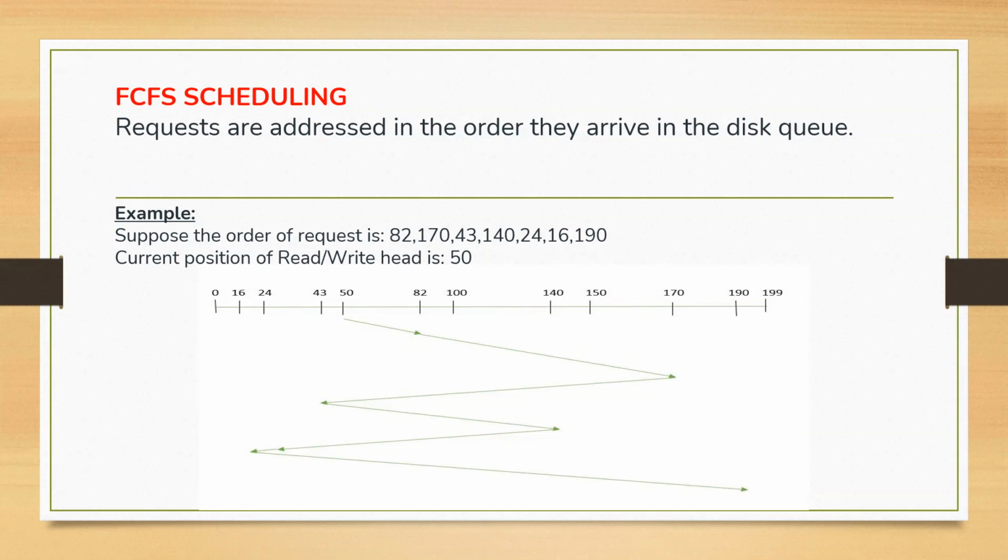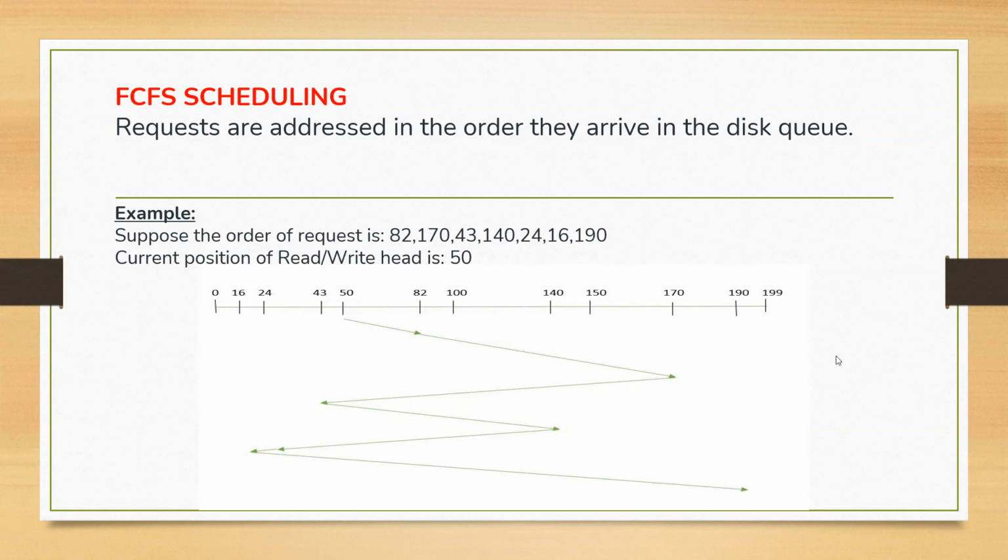So what is meant by FCFS scheduling? In FCFS scheduling, the requests are addressed in the order they arrive in the disk queue. Which means the requests will be satisfied in the order of their arrival. Whichever request comes first will be serviced first.